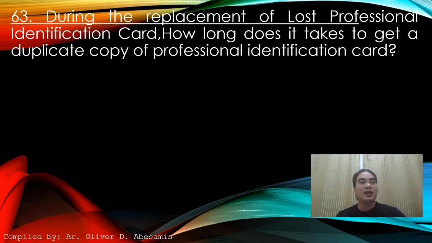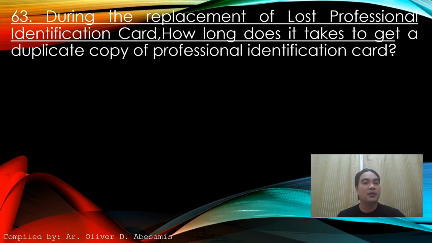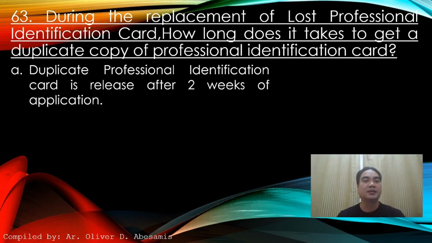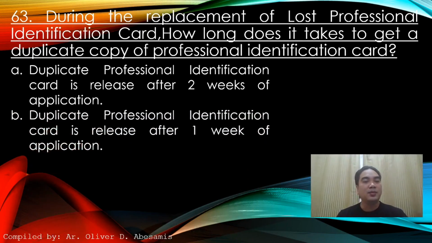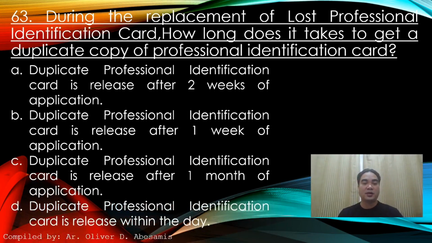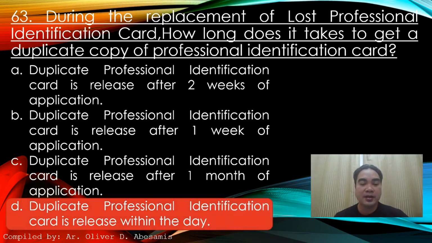During the replacement of the lost professional identification card, how long does it take to get a duplicate copy of professional identification card? A. Duplicate professional identification card is released after 2 weeks of application. B. Duplicate professional identification card is released after 1 week of application. C. Duplicate professional identification card is released after 1 month of application. And D. Duplicate professional identification card is released within the day. Answer? D. Duplicate professional identification card is released within a day.